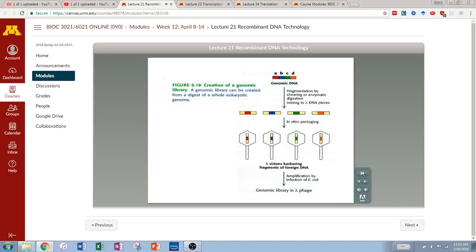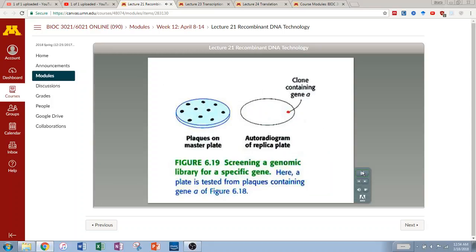Genomic libraries that contain the whole genome of an organism have been produced in lambdaphage. These libraries can be used to isolate a gene of interest. The screening of a genomic library for a specific gene can be accomplished using hybridization with radio-labeled DNA probes, followed by autoradiography.